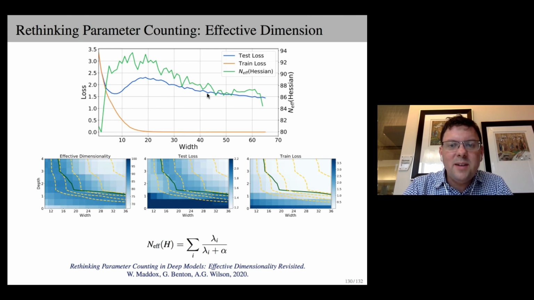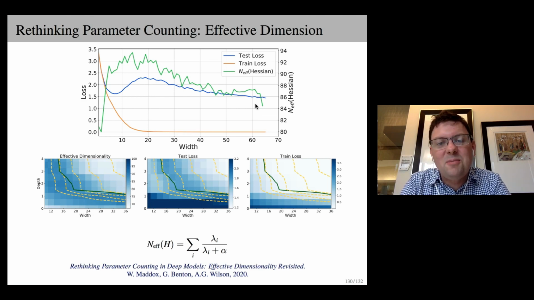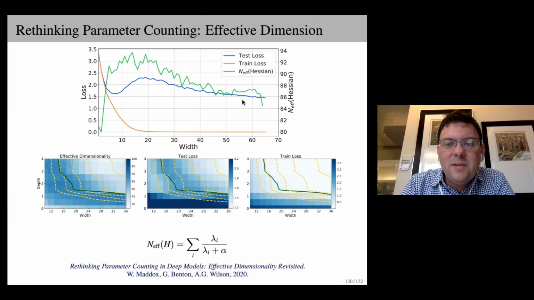And in fact, the effective dimension is going down as we increase the size of the models. And this suggests that actually we're getting simpler models, even though they have more parameters. So we should be very careful not to treat parameter counting as a proxy for model complexity. And we can relate effective dimension to model compression. In a sense, this counts the number of sharp directions in this space given by the eigenvectors of the Hessian.